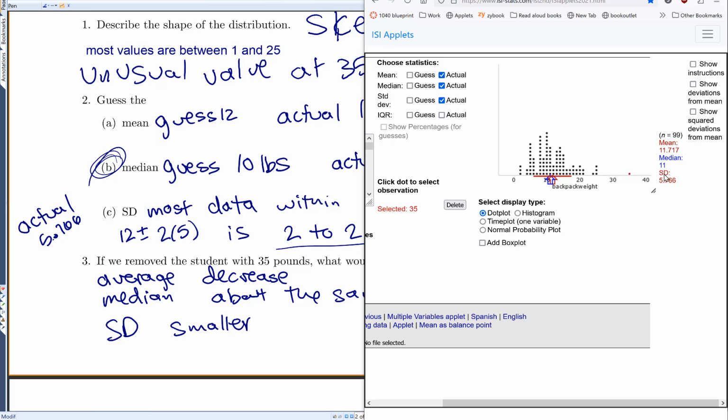Okay, so now I've clicked it, it turned red, look, this new thing pops up, click dot to observe the observation, selected the 35 pounds, I can delete it. Now my mean is 11.4, so I was right, that one went down. My median stayed the same at 11, and my SD went down to 5.2.